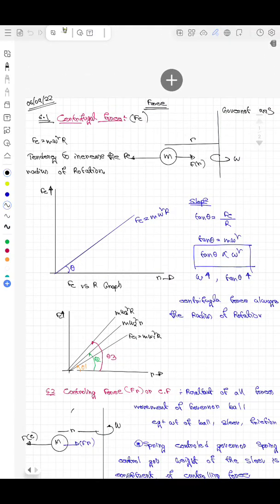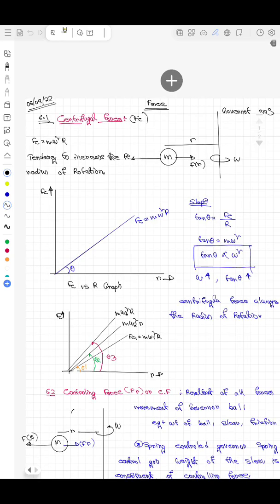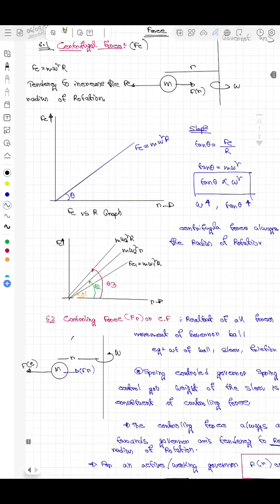So, hello. In this section, we're just going to see the governor forces. So, what are the forces? That is the centrifugal force. The centrifugal force is the Fc force that you can see here.